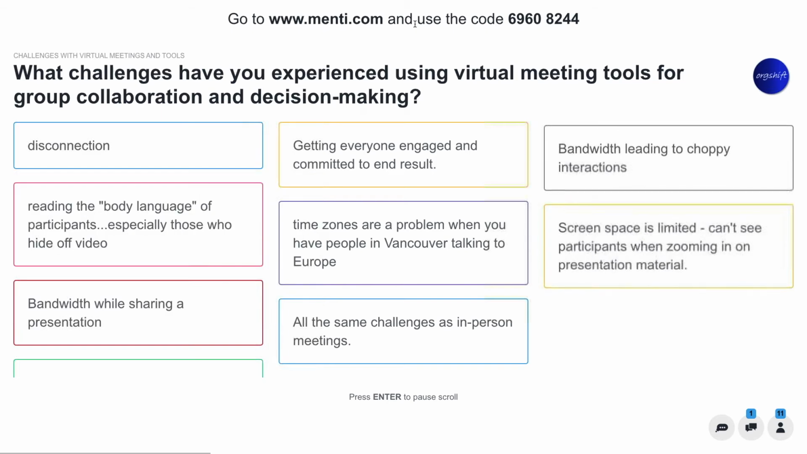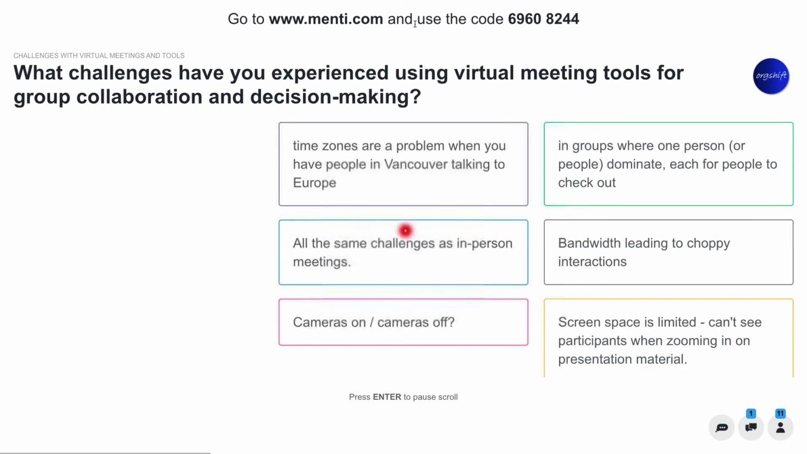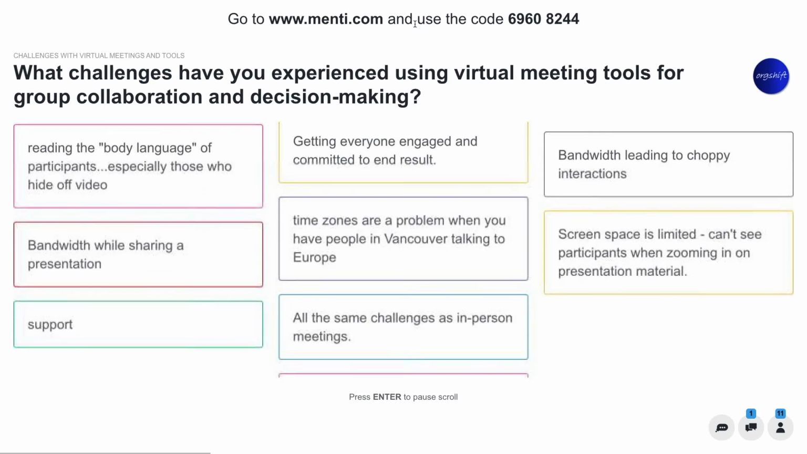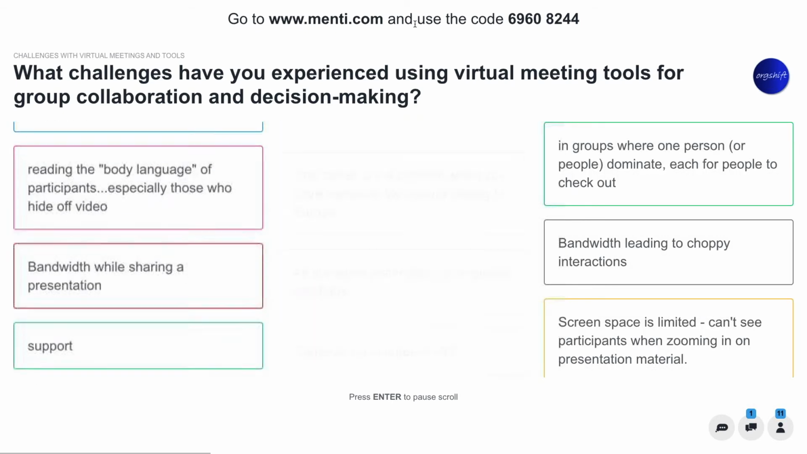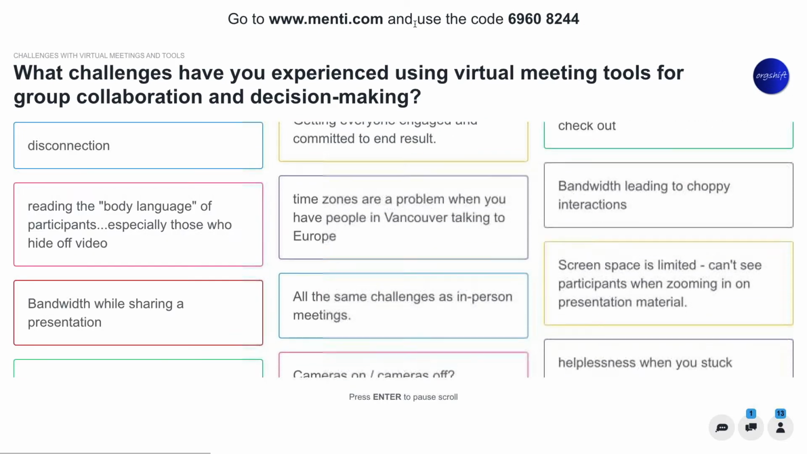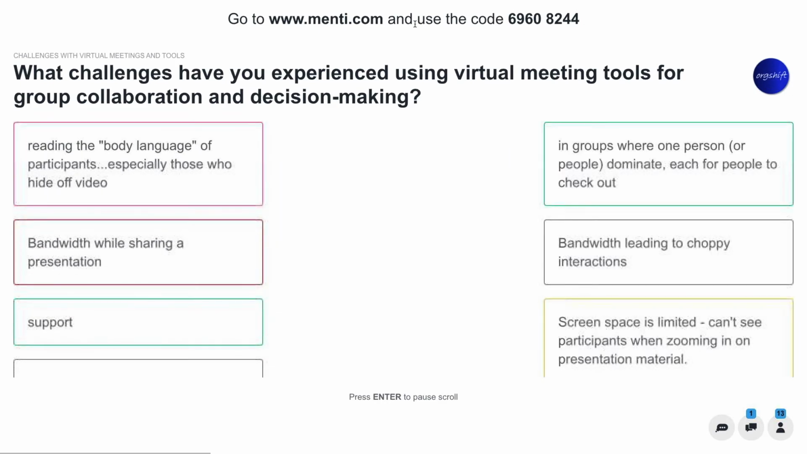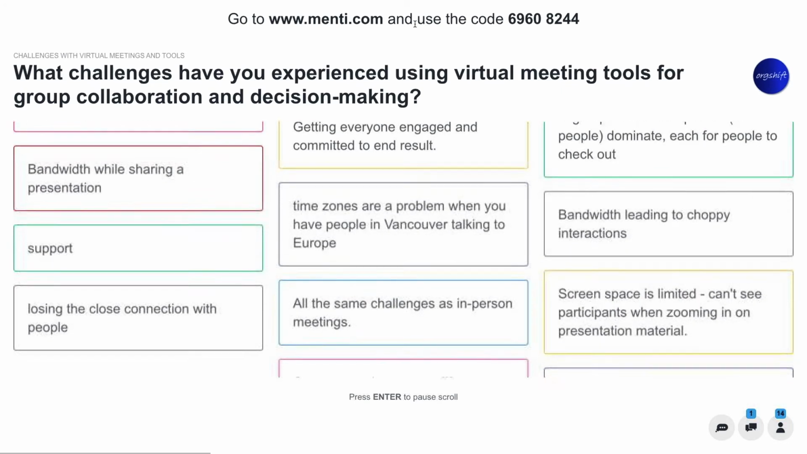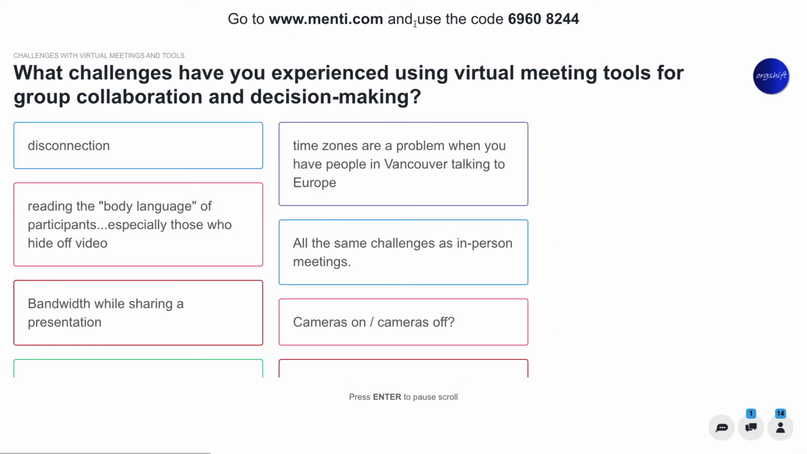The bandwidth. Thank you. All the same challenges as in-person meetings. That is absolutely dead on. It's a meeting, right? Those don't go away. And all the things that are best practices for that, absolutely. Mentimeter is now providing a way of scrolling down and forth, which is why it flicks off and on. But screen space, how much real estate can you have? And a sense of helplessness when you get stuck.